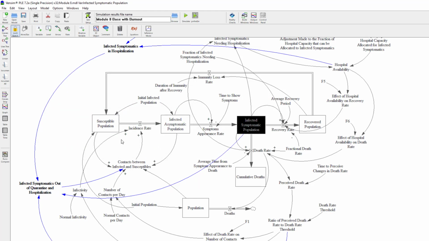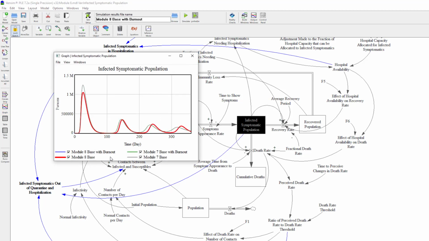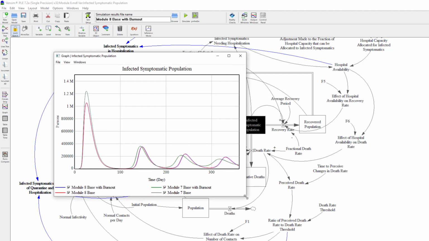Let's see, the infected symptomatic population looks like this. Now with module 8 base with burnout, let me make it a little bit bigger. With and without burnout, this is what module 8 looks like with quarantine. And the green line is without quarantine, just with hospitalization. So quarantine definitely helps in lowering the number of infected people, but also in slowing down the spread of the disease.